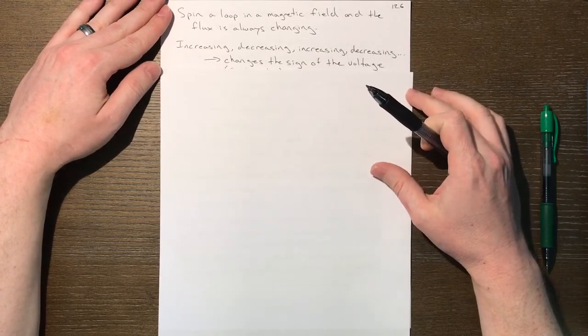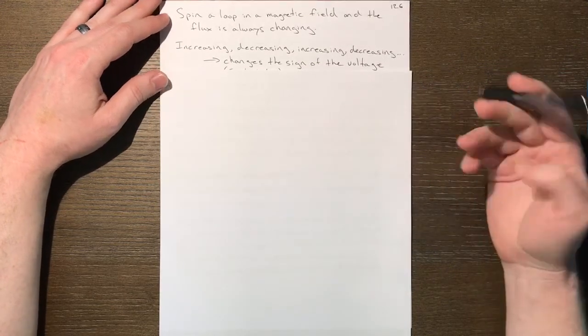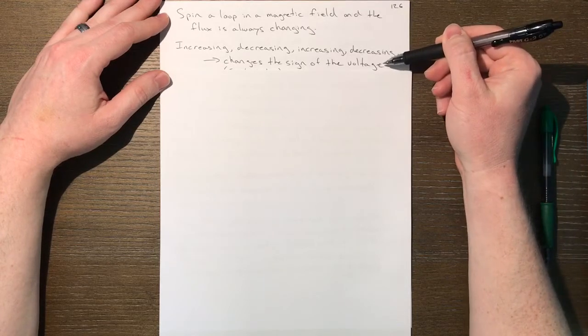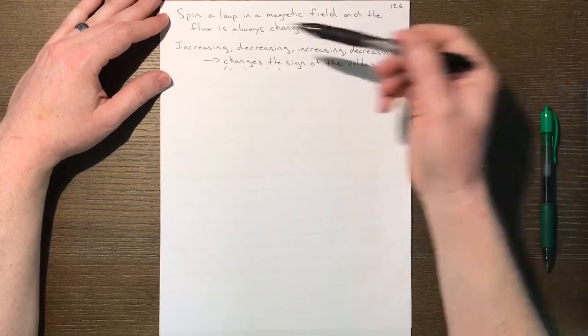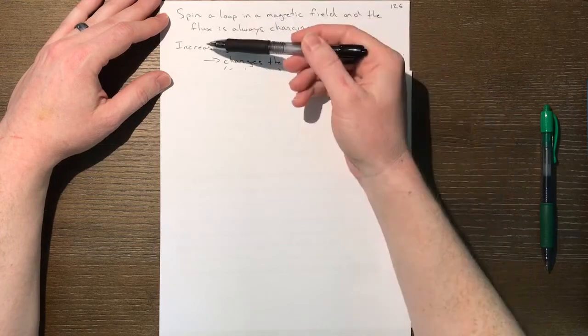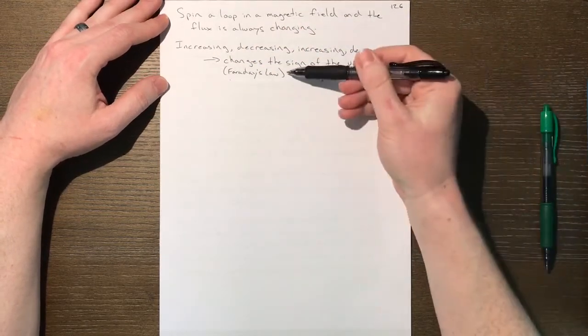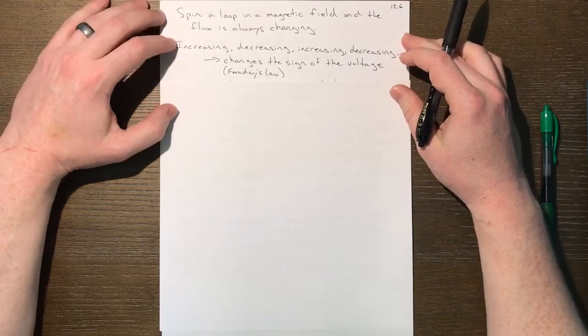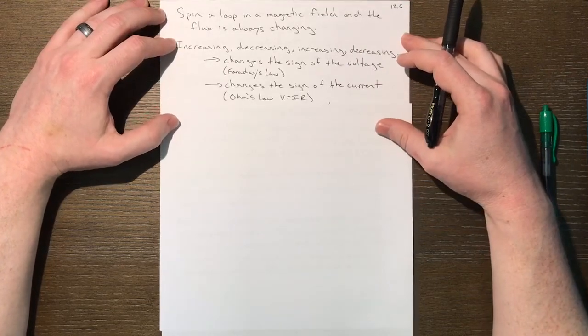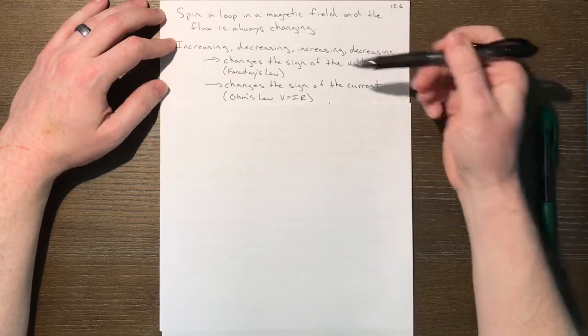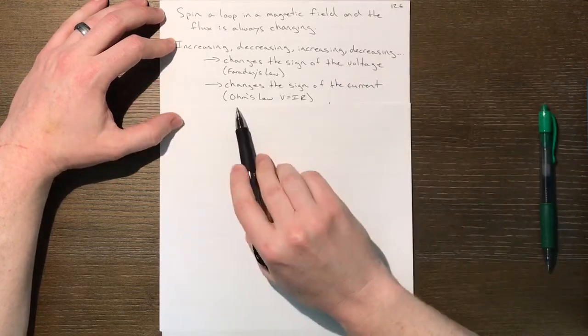Well, Faraday's law tells us that that's the voltage. And it turns out voltage does have a sign. It can be positive or negative. So, as we go from increasing to decreasing and back and forth, that's changing the sign of the voltage. And we get that from Faraday's law. Well, if the voltage is changing sign, that changes the sign of the current. And we get that from Ohm's law.